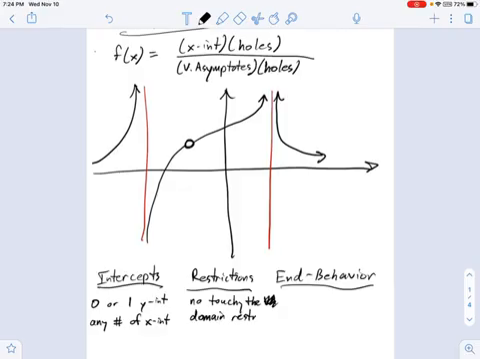Okay, we will never touch a domain restriction with the function. You're not going to have x-intercepts on the domain restrictions. You're not going to have y-intercepts on the domain restrictions. Your function will never be on those things because they are, by definition, restrictions. Now, there are some asymptotes that don't have the same kind of rules.